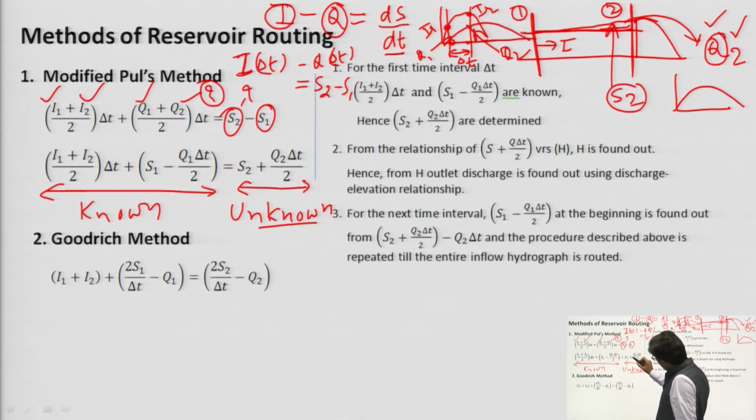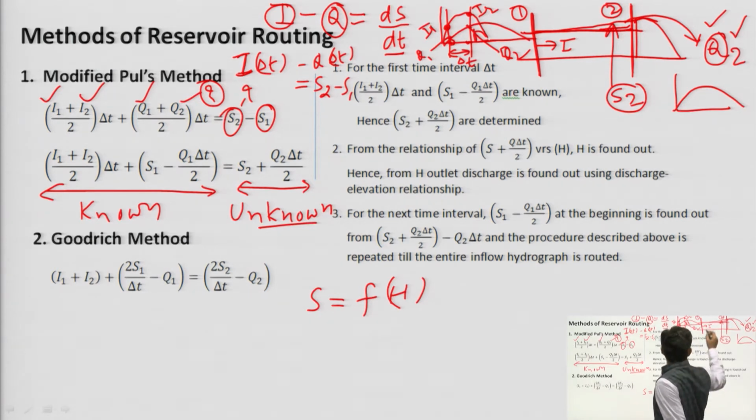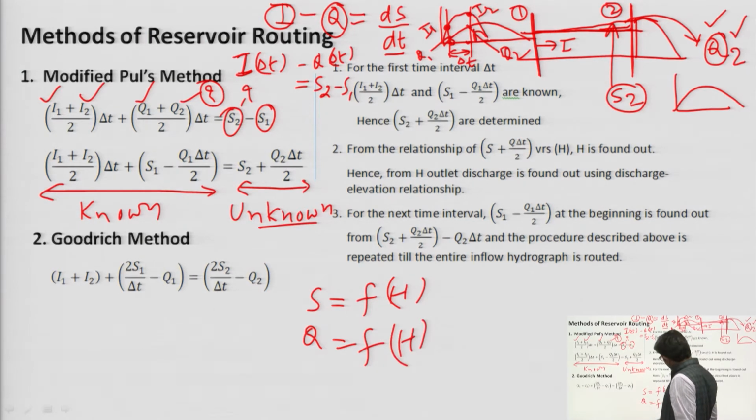Here we have two parameters, S2 and Q2, and in the last class I told you how to establish a relationship between storage versus H, the depth of the reservoir, and Q versus H.